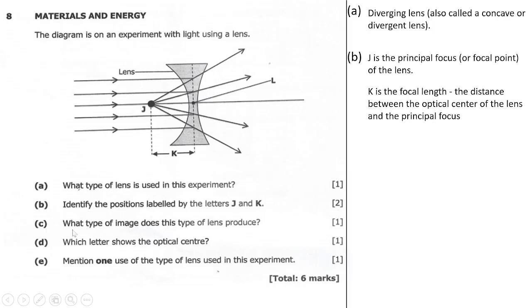Then C says what type of images does this type of lens produce? It can produce a virtual, upright, and diminished image.